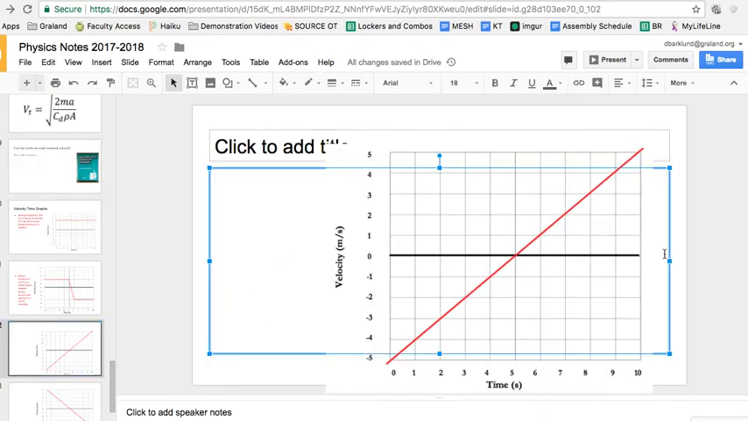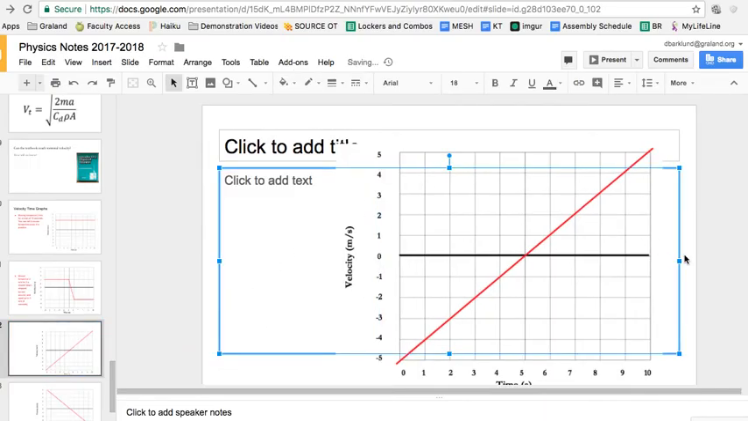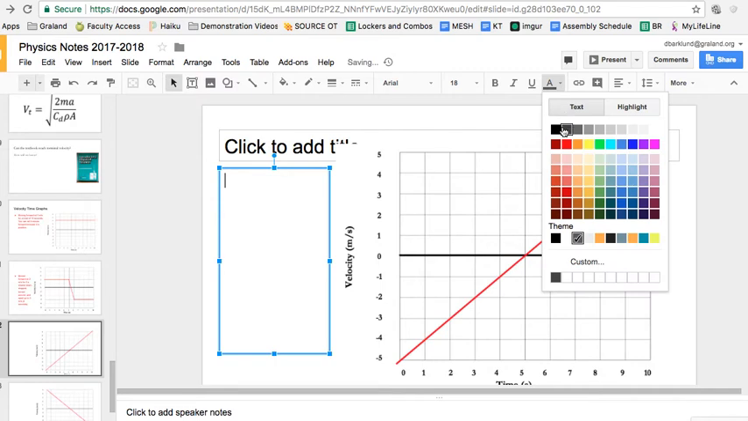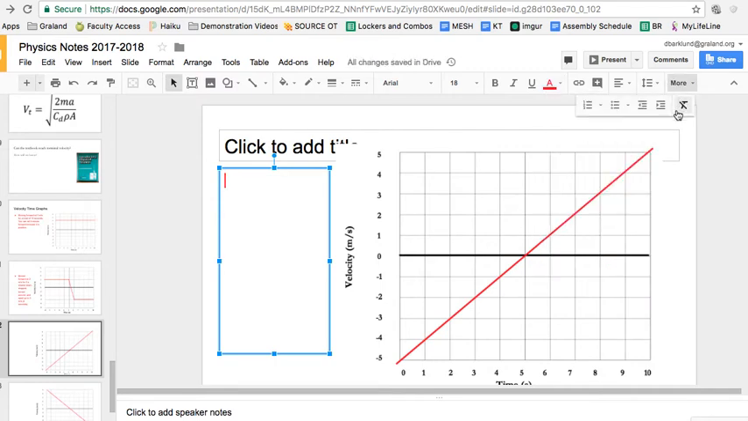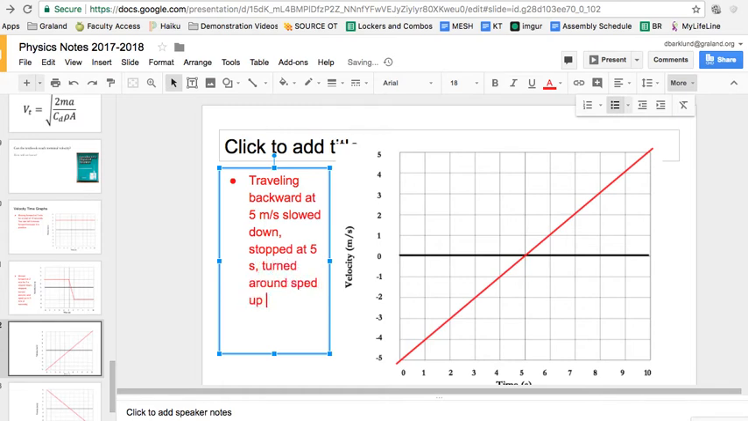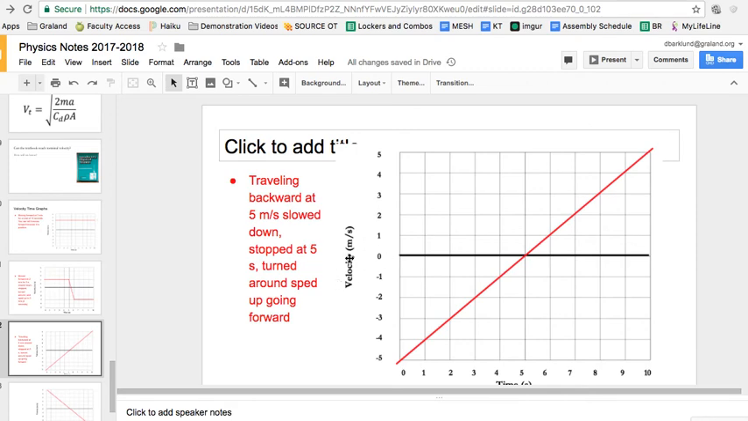So what I would type in here is that it was traveling backward at 5 meters per second. It slowed down, stopped right at 5 seconds, and then turned around and sped up going forward. That's what happened with that object, and at the end of the 10 seconds, it's going 5 meters per second forward. So those are the notes that we took, just talking through how to interpret that velocity time graph.